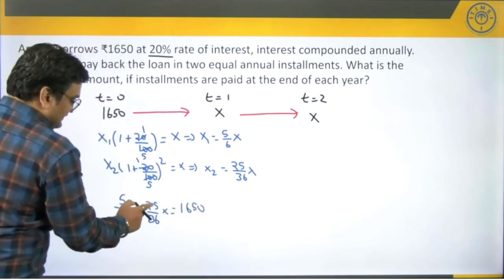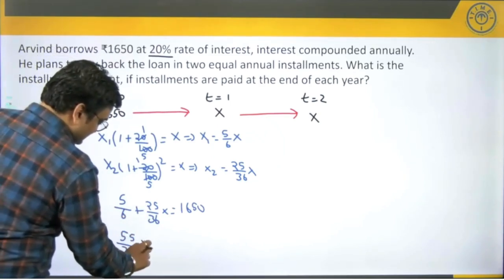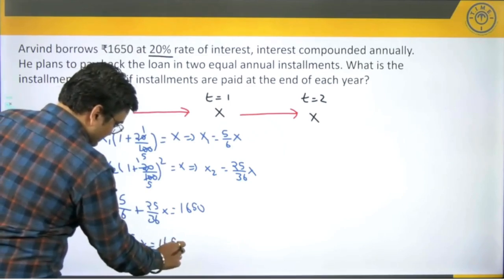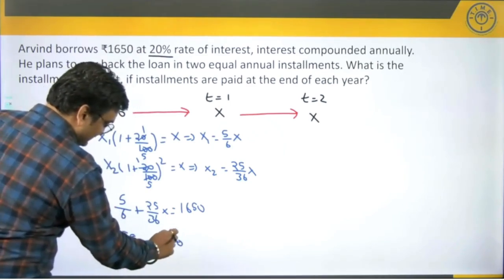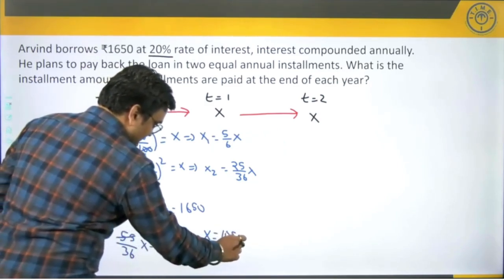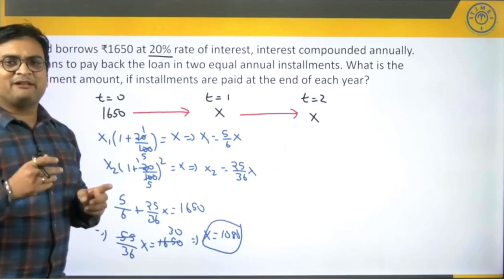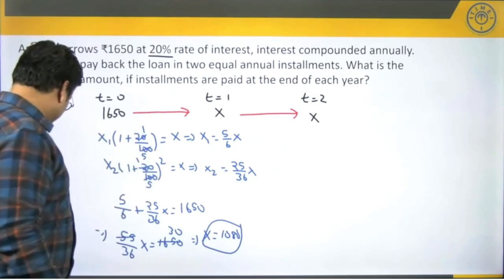Taking LCM, 30 into 55 by 36 x will be equal to 1650. 55 will go entirely 30 times. So x will be 30 into 36, which is 1080 rupees. We got the same answer, but this time by using a slightly different concept.